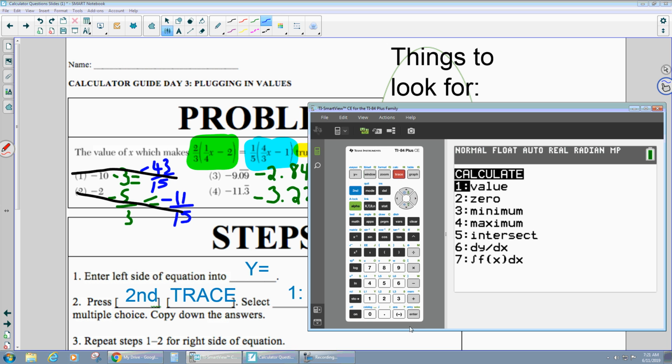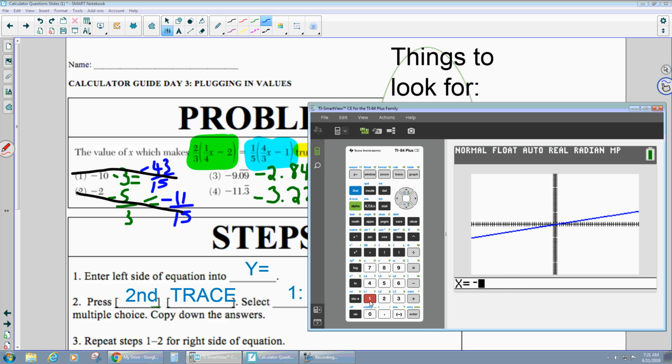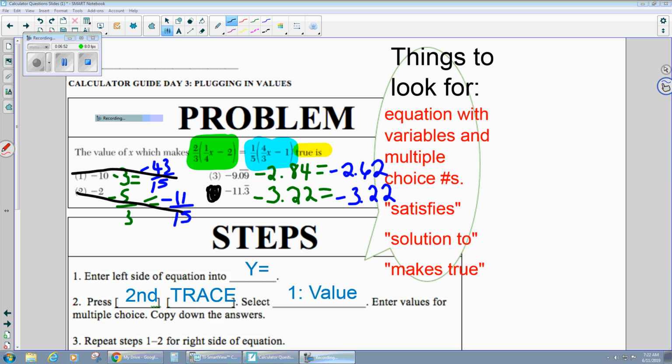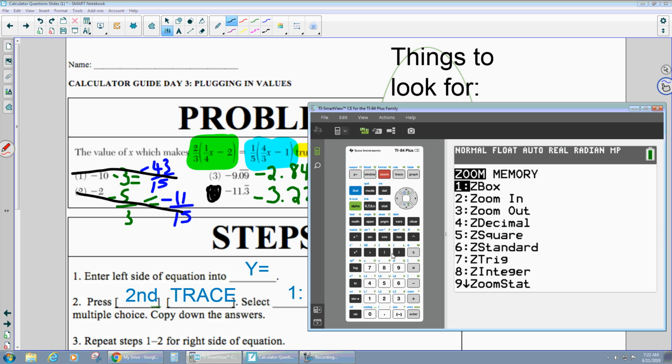So negative 2.62. And then last one, answer choice 4. Second trace, value, negative 11.333. And I get negative 3.22. So you're trying to see which of these is true. And if we take a look, negative 3.22 is equal to negative 3.22. It's answer choice 4.